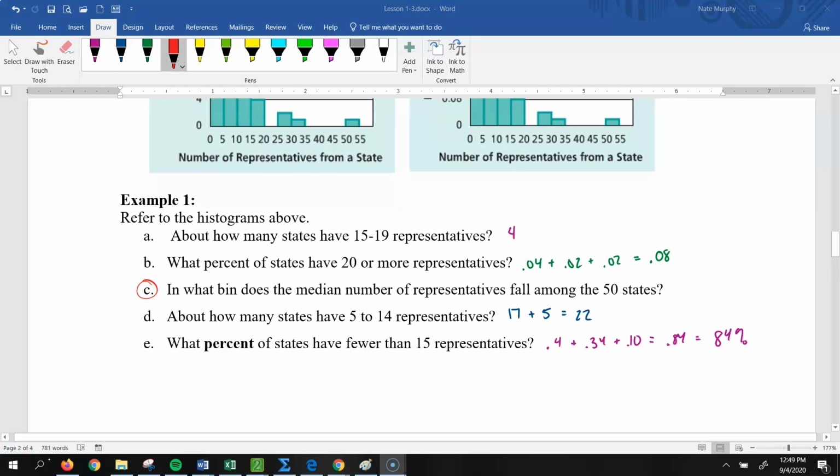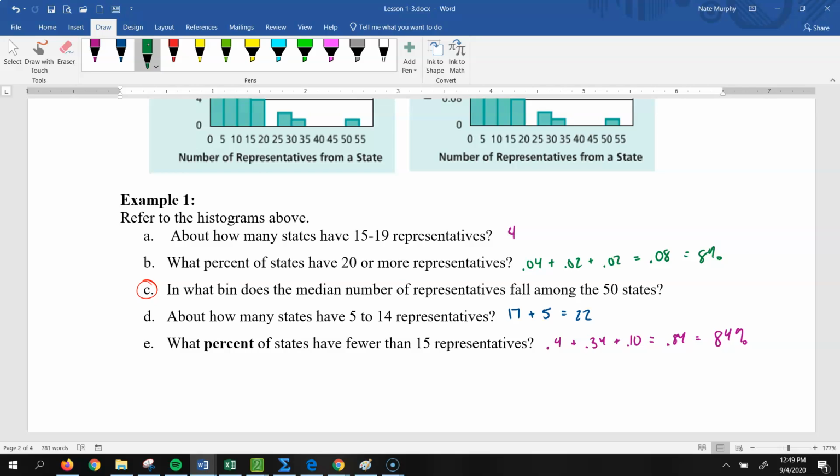All right, let's see how you did on those. Letter A says, about how many states have between 15 and 19 representatives. Again, you just look at the graph and you would see that that's approximately 4 representatives. Now in part B, when it says what percent of states have 20 or more representatives, that's where you'd want to use the relative frequency, and then you can interpret that answer as a percent, which I forgot to write down, so that's actually 8%. So you'd add together the 0.04, and you just estimate the others, 0.02 and 0.02, and you get about 0.08 or 8%. Again, we're skipping letter C.